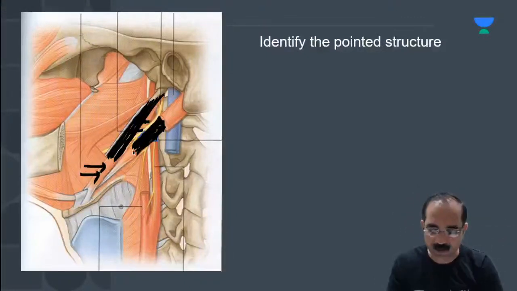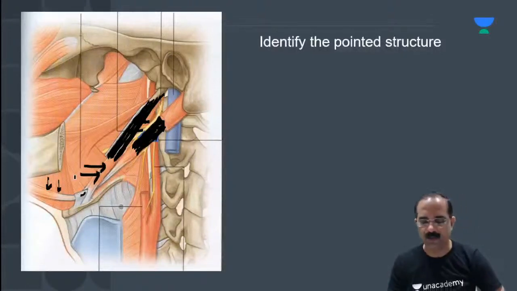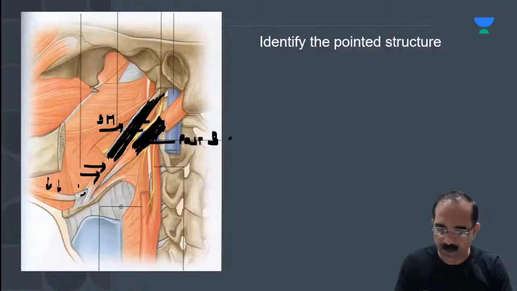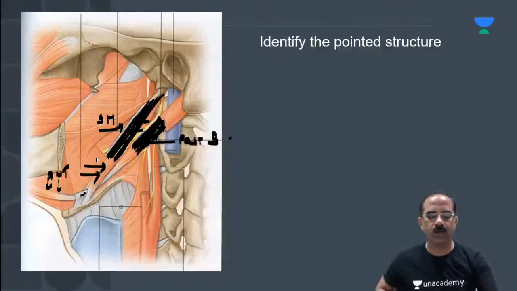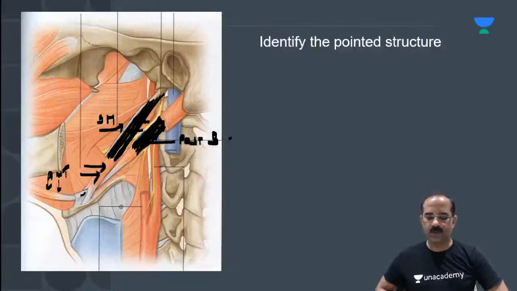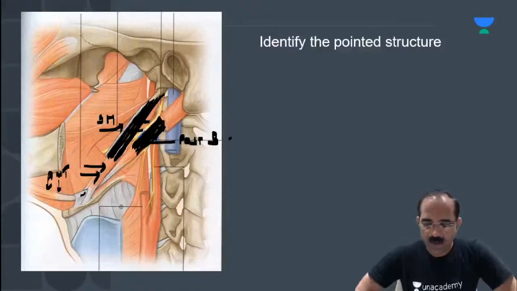Is it understood? Look, this is the posterior belly of digastric. It goes through the split. And what is this now? This will be the anterior belly of digastric. So this muscle is the stylohyoid muscle. That's the posterior belly of digastric, and this is the anterior belly of digastric. I hope this is clear to you. Is this clear, students? Any doubts you have, you tell me. Okay.